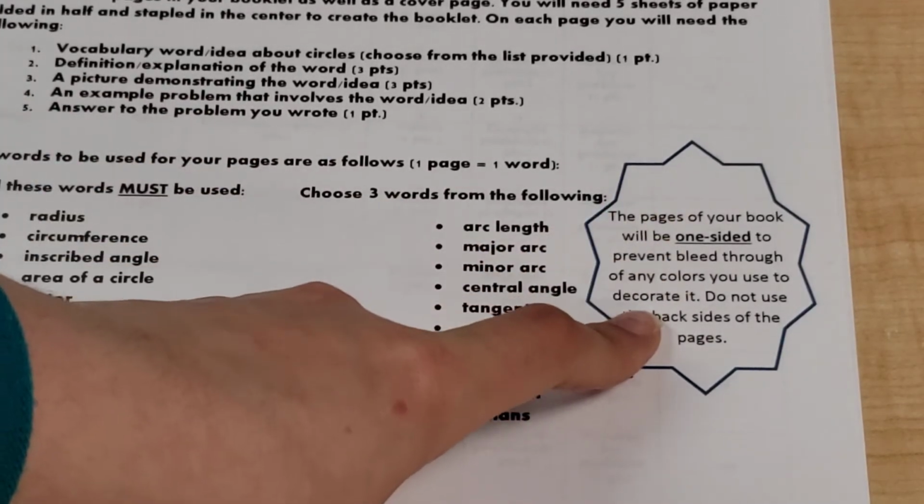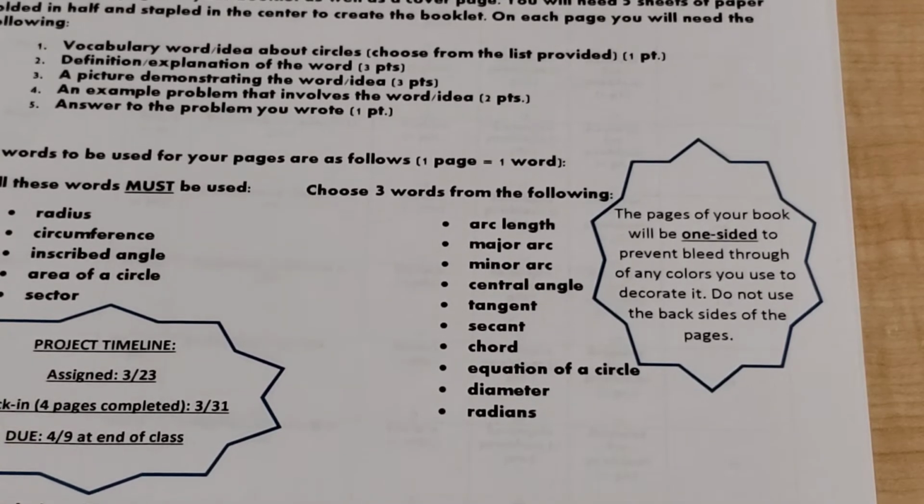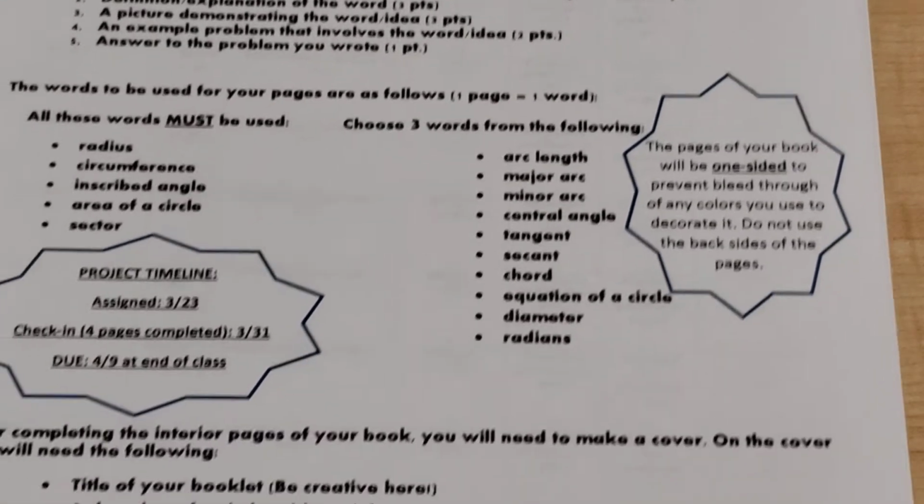The pages of your book need to be one-sided, because if you're going to decorate it with marker or pens and stuff, they can tend to bleed through. And we don't want that because it's not going to look that good. So please make your pages one-sided, and then you're going to use all the pieces of paper in that booklet to do it. We have, and I'm going to come back to this here.